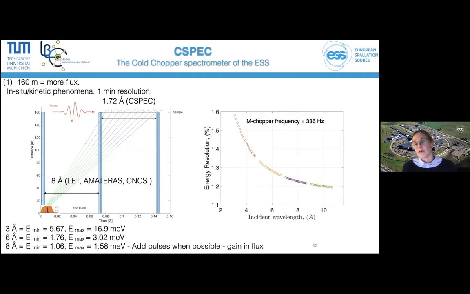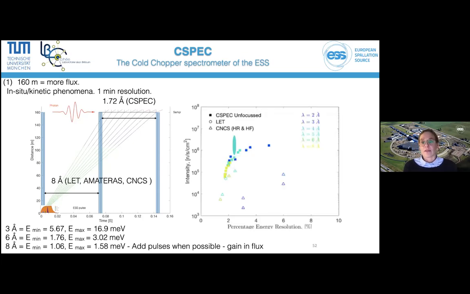And this is possible when the energy resolutions are very close for different wavelengths. So the message, I don't expect you to understand this if you haven't looked at time distance diagrams before, but the message is we gain flux, significant flux, to be able to do that. And this I show here.